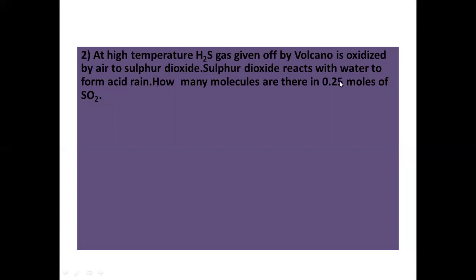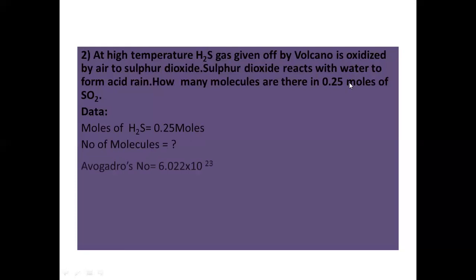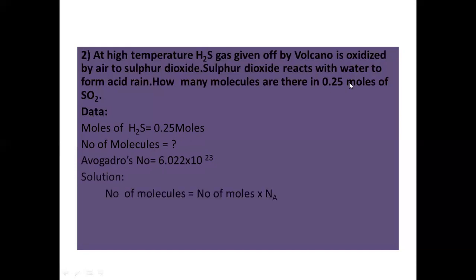How many molecules are there in 0.25 moles of sulfur dioxide? We have to find out the molecules. Moles are given. We use the same formula as in part 1. Moles given are 0.25 moles. Number of molecules we have to find out. Avogadro's number we have to learn: 6.022 into 10 raised to power 23. The formula I told you is number of molecules equals number of moles into Avogadro's number. By putting the values, 0.25 into 6.022 into 10 raised to power 23, the answer is 1.50555 into 10 raised to power 23 molecules.